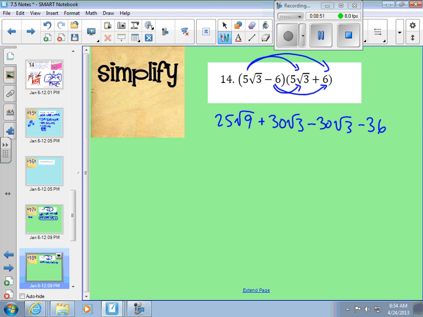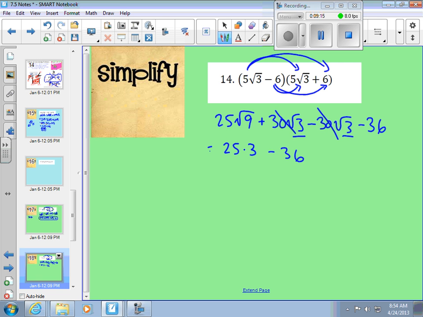Now we look to see, is there any like terms or any simplifying we can do? Well, first off, we know that 25 will be multiplied by 3 because square root of 9 is 3. These middle terms can be added together. They are like terms. They both have a square root of 3. And if we got the same number, positive 30, negative 30, these would actually cancel out.